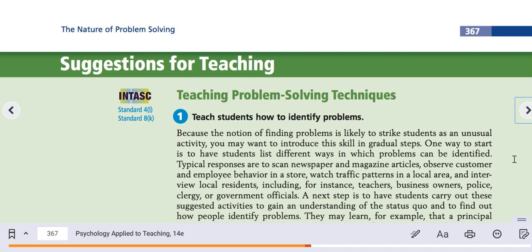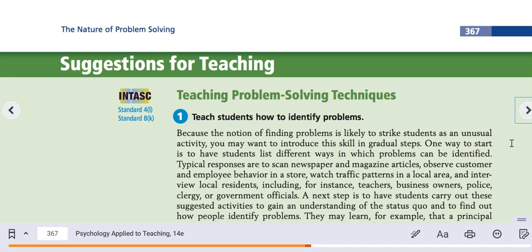One way to start is to have students list different ways in which problems can be identified. Typical responses are to scan newspaper and magazine articles, observe customer and employee behavior in a store, watch traffic patterns in a local area, and interview local residents, including, for instance, teachers, business owners, police, clergy, or government officials.